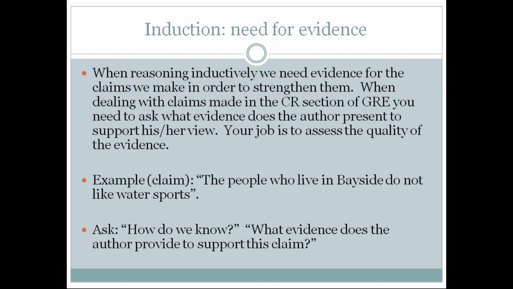Okay, so when dealing with claims made in the critical reasoning section, you need to ask, what evidence does the author present to support his or her view? And then assess the quality of that evidence. For example, the people who live in Bayside do not like water sports. This is taken from an actual critical reasoning question. So immediately we say, it's a claim about a whole set of people. How does the researcher know that all these people do not like water sports? How has he collected the data, firstly? What's the basis for this generalization?